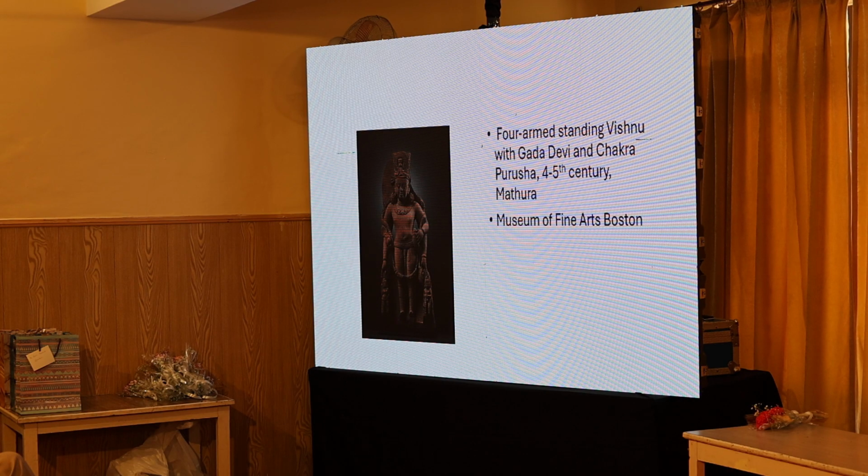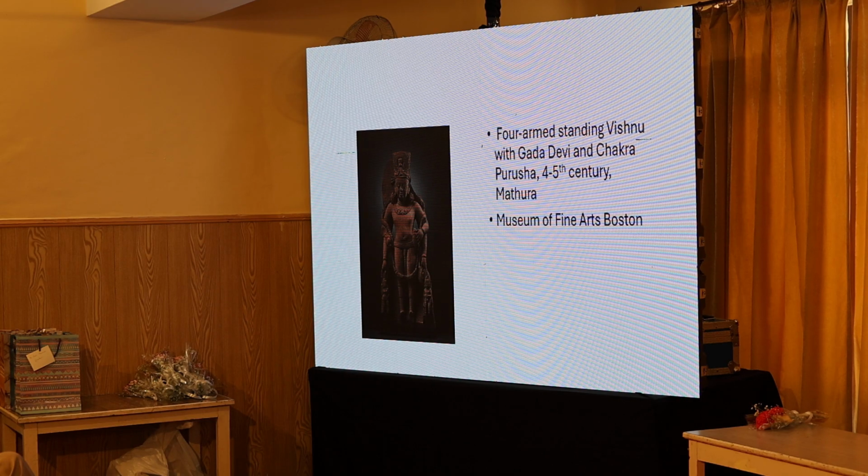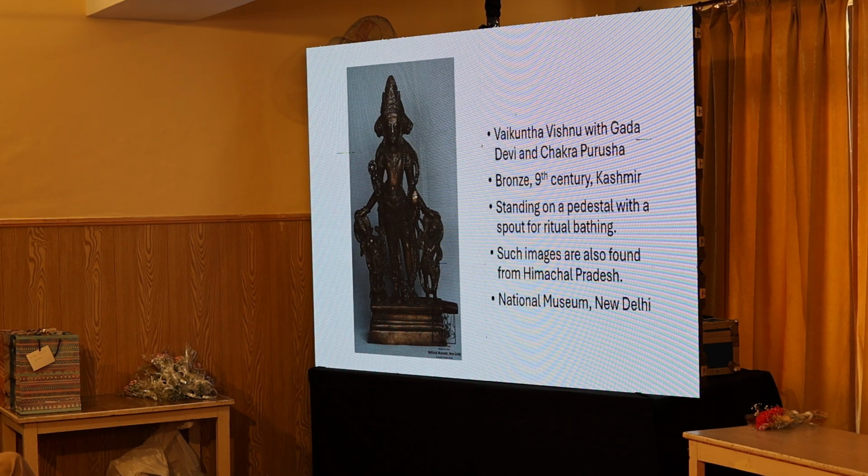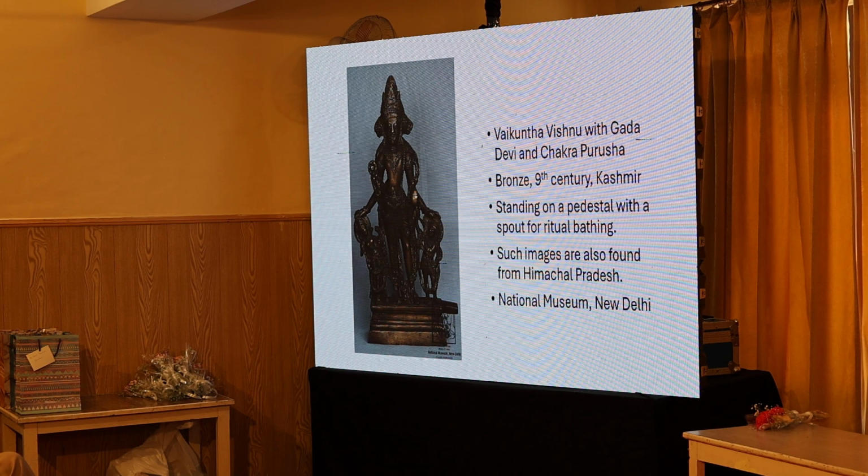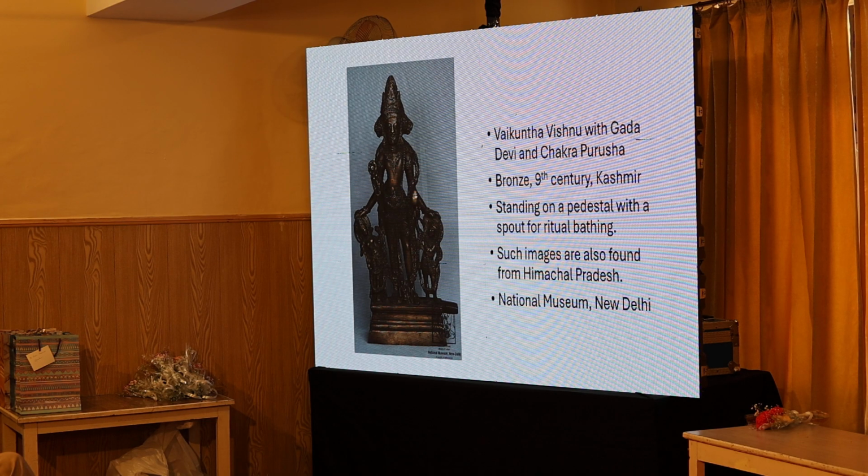another representation of Shiva with Gauri Devi, and Vishnu with Gauri Devi and Chakra Purusha without the three heads, the composite image. This is from the National Museum collection. So you can see what I have been pointing out. It would have been used for ritual worship. So you have the pedestal which has a little spout. Sculptures like this, bronzes like this, would have been donated to temples or monasteries and would have been part of the ritual worship.